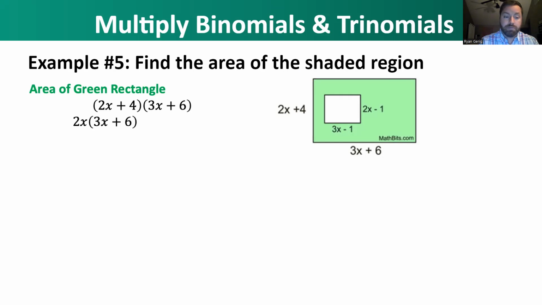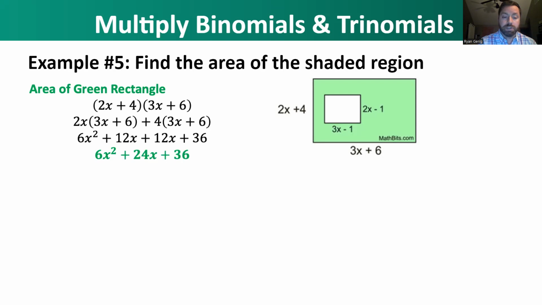If I multiply that out, I'll use the double distribution method this time. 2x times 3x is 6x squared. 2x times 6 is 12x. 4 times 3x is 12x. And 4 times 6 is 24. Combine my like terms, I get 6x squared plus 24x plus 36. That's the area of the whole green rectangle. Imagine that white rectangle was filled in with green.